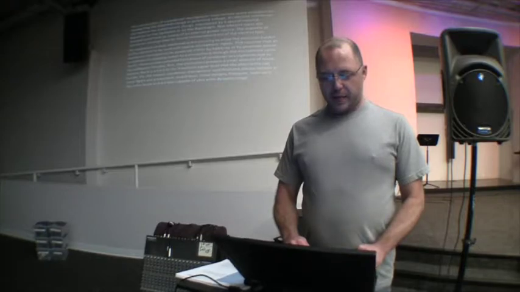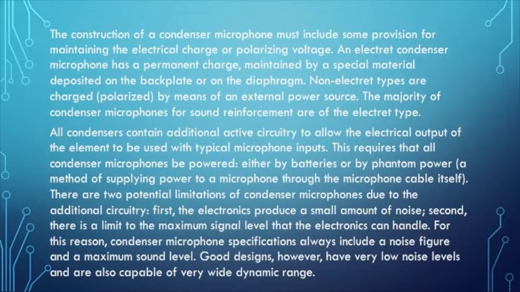The two potential limitations of condenser microphones are due to the additional circuitry. First, the electronics produce a small amount of noise, so they inherently introduce some noise into the circuitry. Second, there is a limit to the maximum signal level that the electronics can handle. For this reason, condenser microphone specifications always include a noise figure and a maximum sound level. Good designs, however, have very low noise levels and are capable of very wide dynamic range.